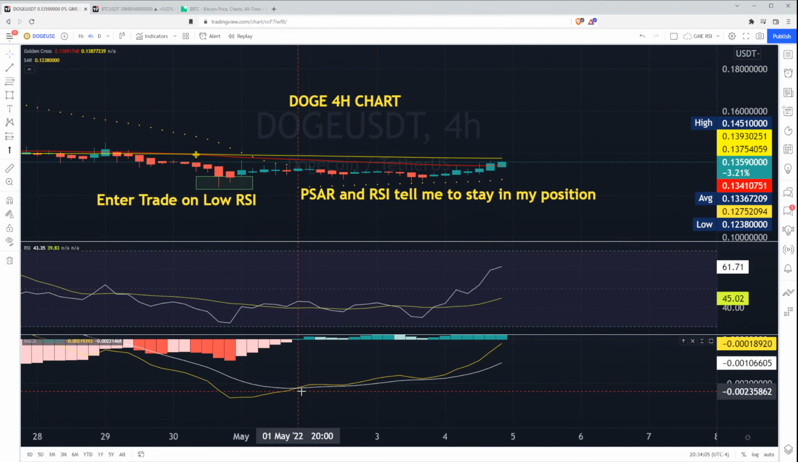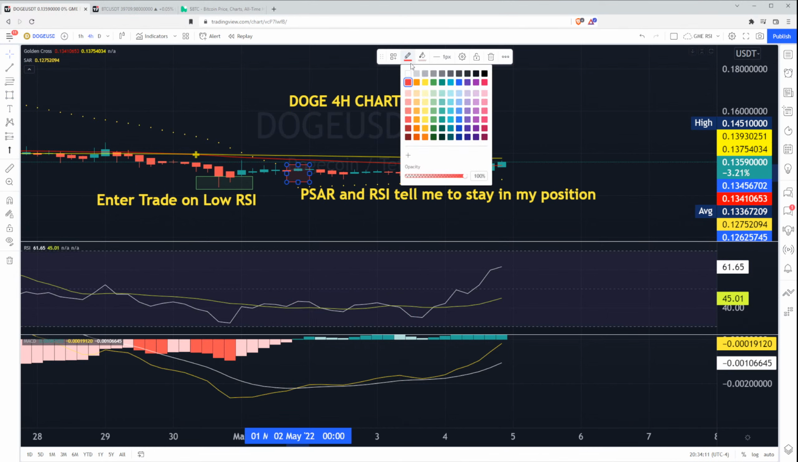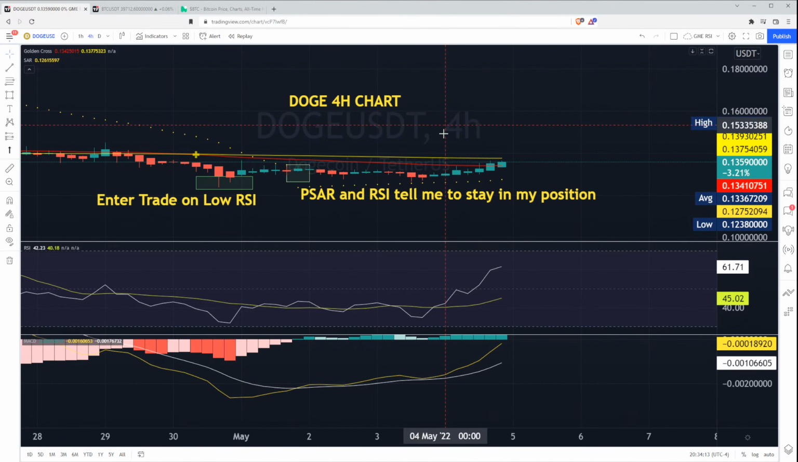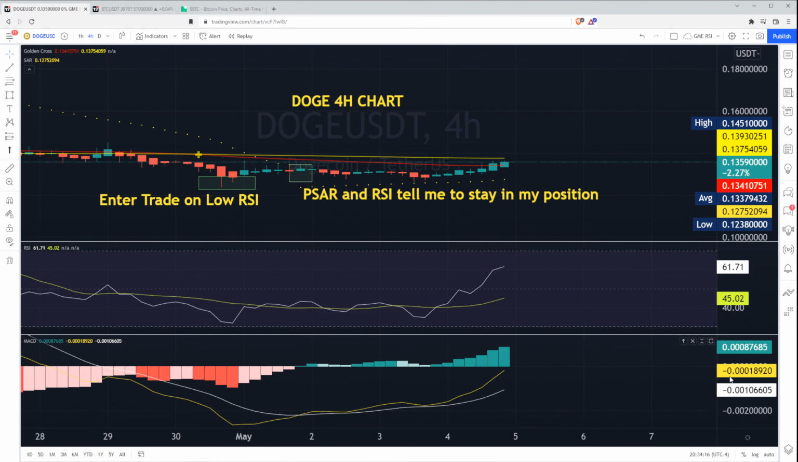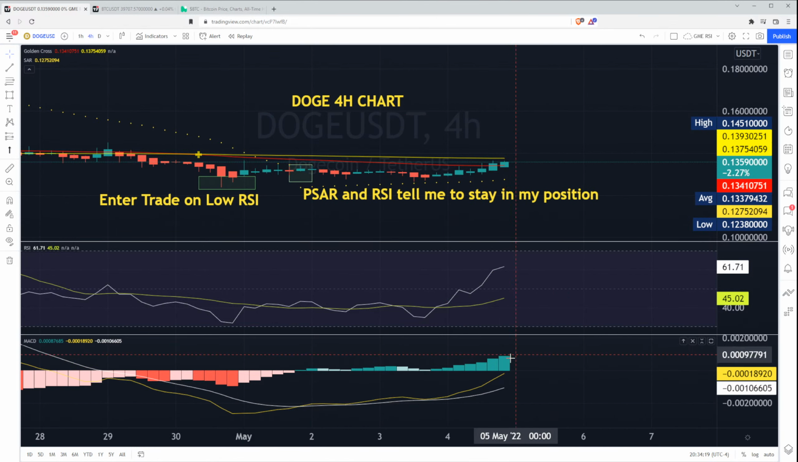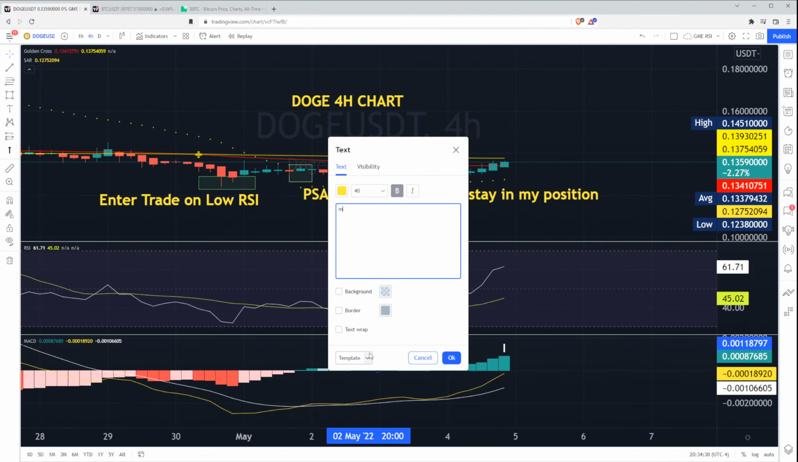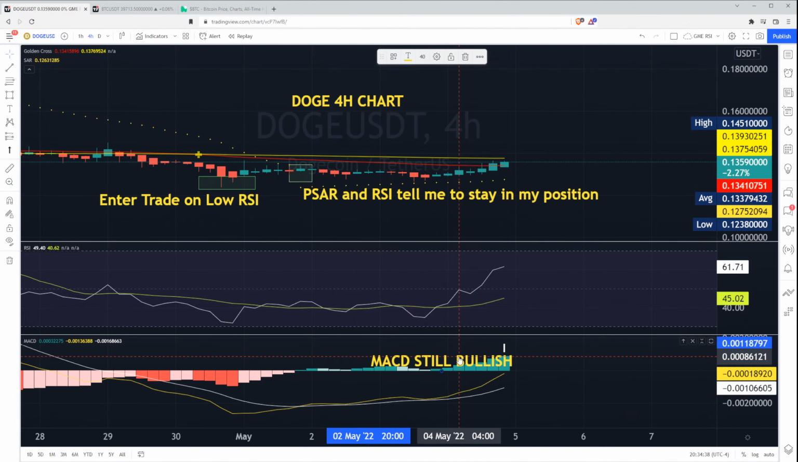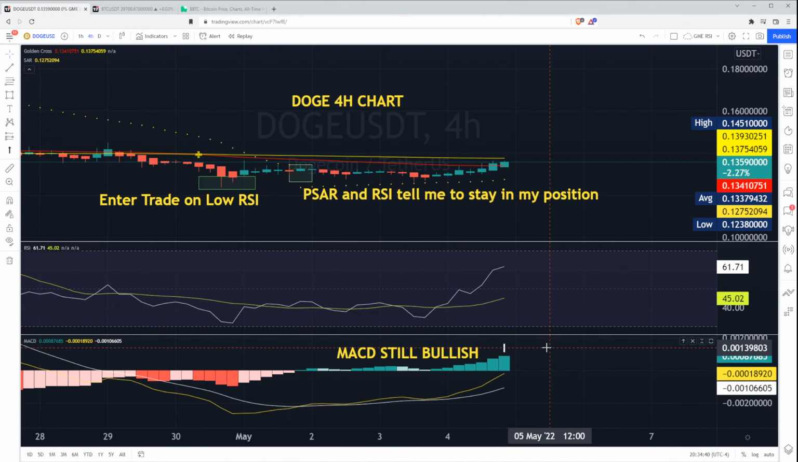Basically, if you would have used the MACD to enter down here at 13.25, you would still be in the trade as well. The MACD is not crossing over bearish yet, but we're also not losing this bullish momentum. We're still dark green. So MACD also says stay in the trade. The MACD is still bullish as well. So currently the trade that I'm in right now, I'm still inside my trade. I'm still bullish on it.